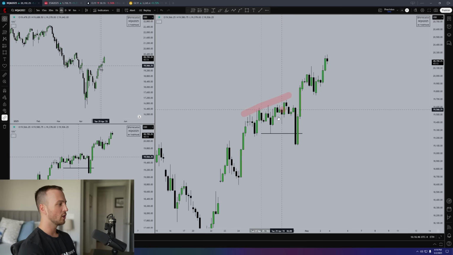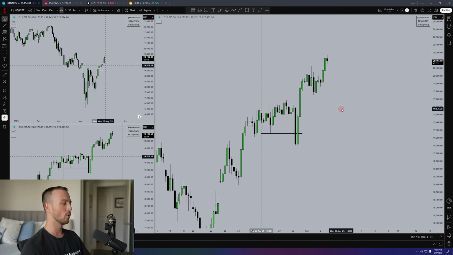So we have accumulation, right? Then we come down on Wednesday, sweep out these lows, make the low of the week right here, and then we see price expand to the upside for the rest of the week. And so that's why I was bullish for the day.